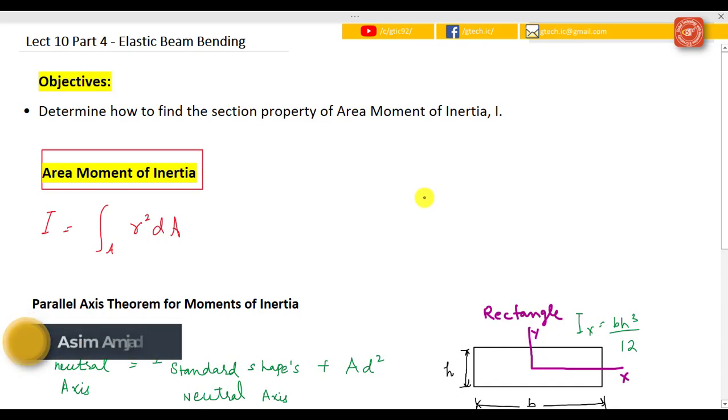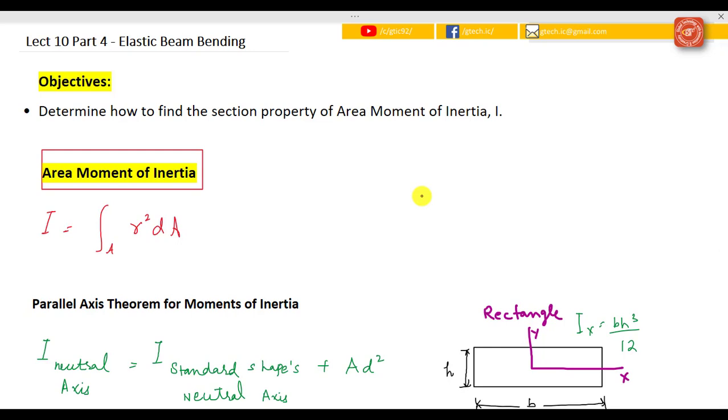My name is Asim Amjad, and in this video lecture we are still discussing lecture number 10, that is elastic beam bending. In this video lecture we look at the properties of sections. So we will learn how to find the area moment of inertia, that is I. As I said before, the area moment of inertia in our previous video lectures was the integral over A of r squared times dA, and it was a cross section's resistance to bending about a certain axis.